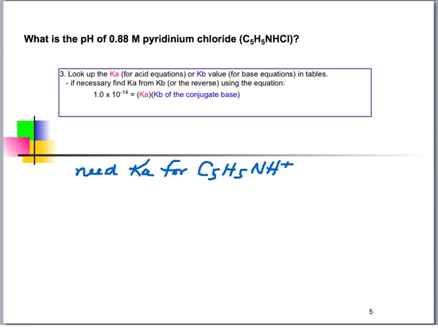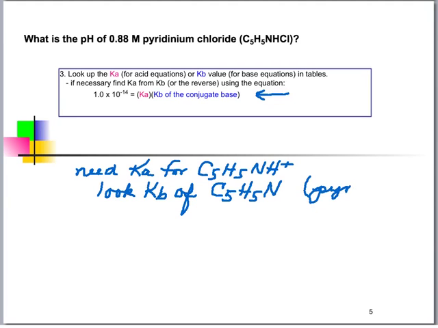What you will have to do instead is use the relationship that I've listed here, which is Kw equals Ka times Kb of the conjugate base, in order to calculate the Ka from the Kb. So you will look up the Kb of the conjugate base, not this compound, but the conjugate base, which would have to be 1 less H plus. That compound is known as pyridine, but I think you will find the formula in the table, so you won't have to worry about the name.